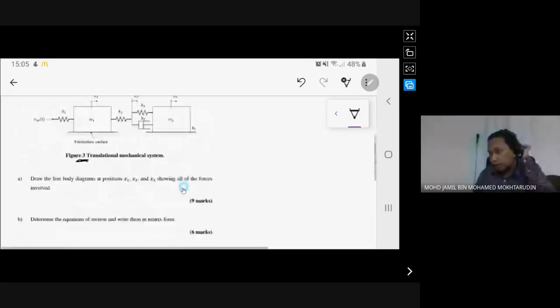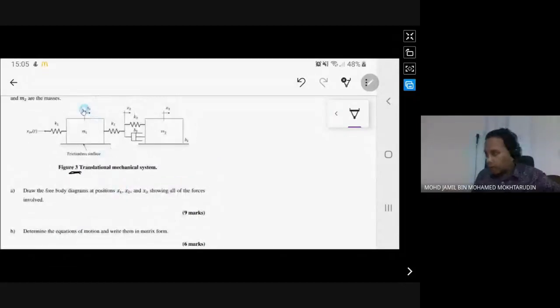So question A, draw the free body diagram at position X1, X2, X3 showing all the forces involved. So the question already gives a clue that there are 3 degrees of freedom, meaning that you have 3 free body diagrams. Some of you only answered the free body diagram for X1 and X3 and ignored X2. And some of you may be confused with the connections, the springs. So let's see how to draw the free body diagram.